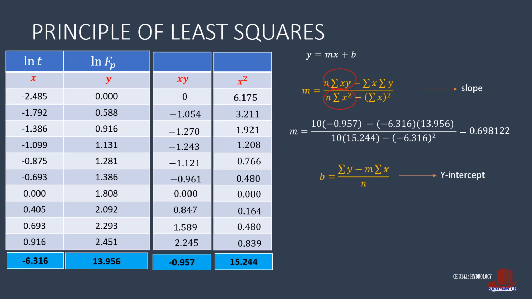The y-intercept b is the summation of y minus m times the summation of x, all over n. B is then 13.956 less 0.698122 times negative 6.316, all over 10, giving 1.837. The best fit line is then y equals 0.698x plus 1.837.